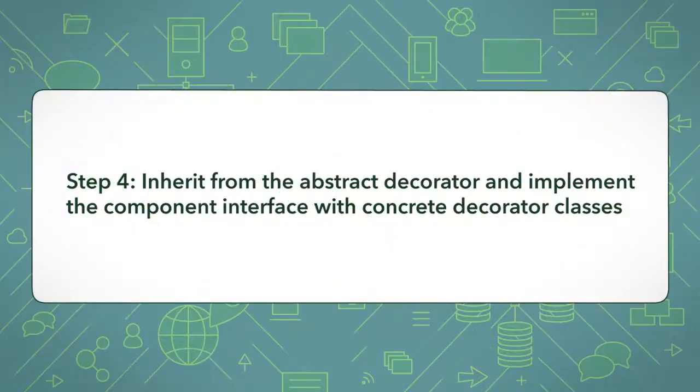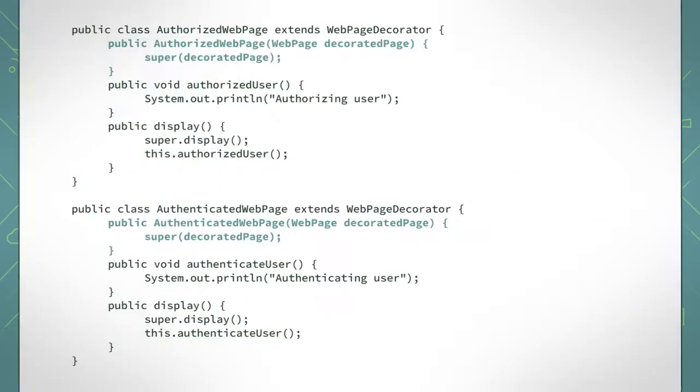Step 4. Inherit from the abstract decorator and implement the component interface with concrete decorator classes. The constructors will use the abstract superclass's constructor, since it will allow us to stack the decorators together. Remember that the abstract web page decorator class handles the aggregation of the concrete decorator classes. Each decorator has its own responsibilities. You implement these responsibilities within the appropriate classes so that they can be invoked.